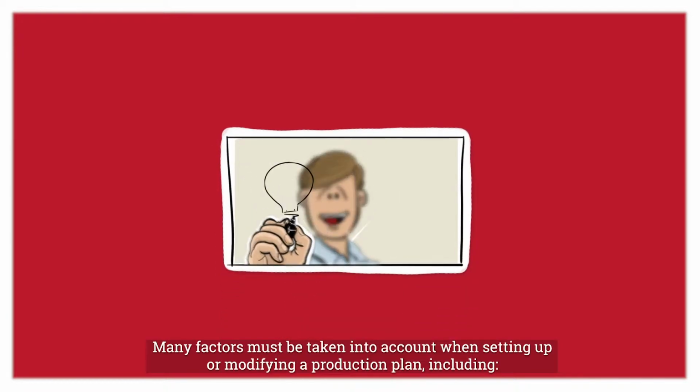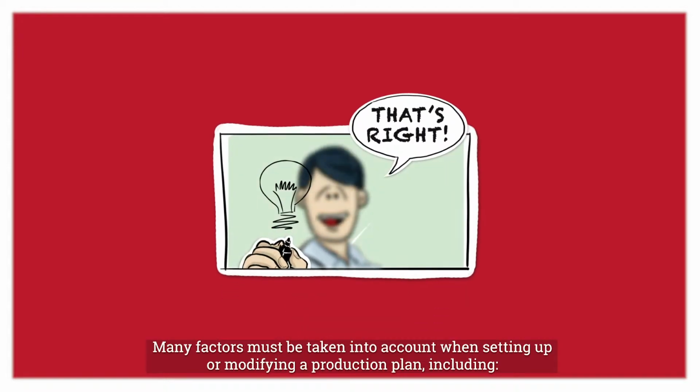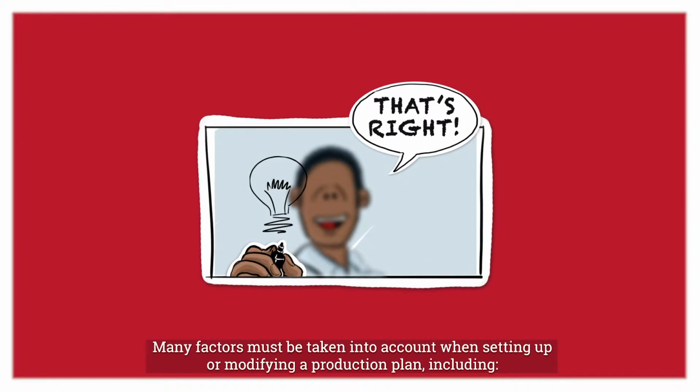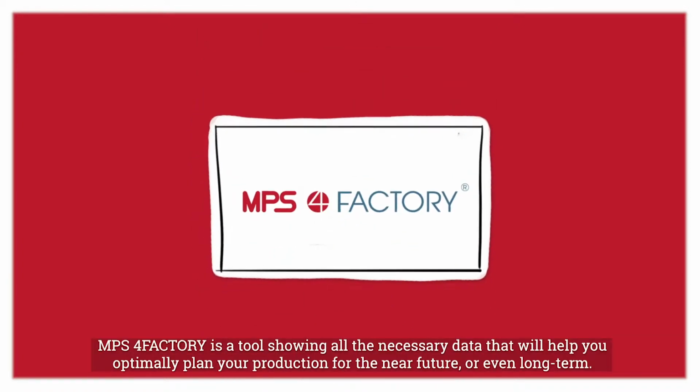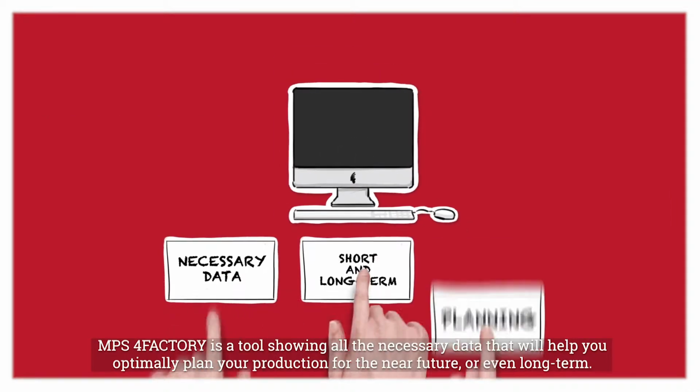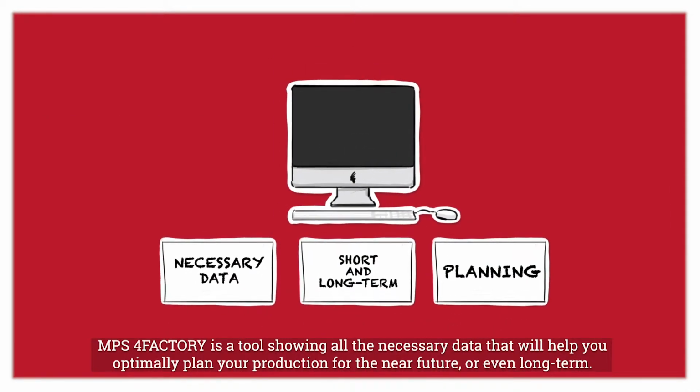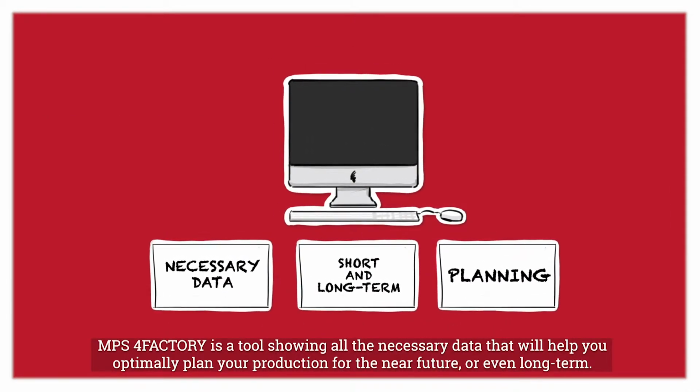Many factors must be taken into account when setting up or modifying a production plan, including inventory and load on production resources. MPS for Factory is a tool showing all the necessary data that will help you optimally plan your production for the near future or even long term.